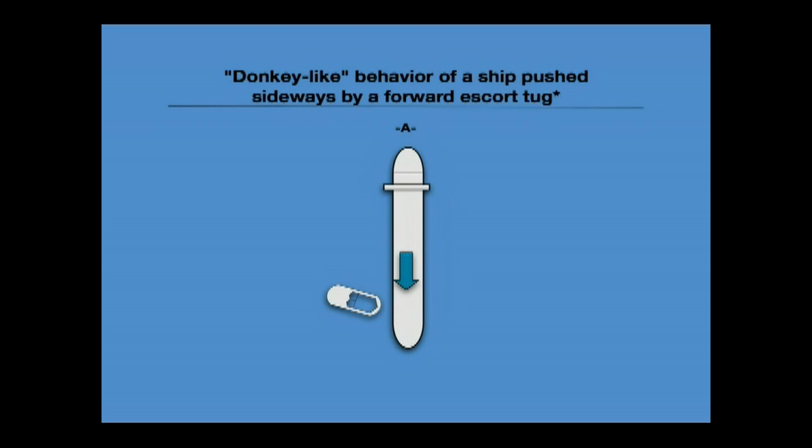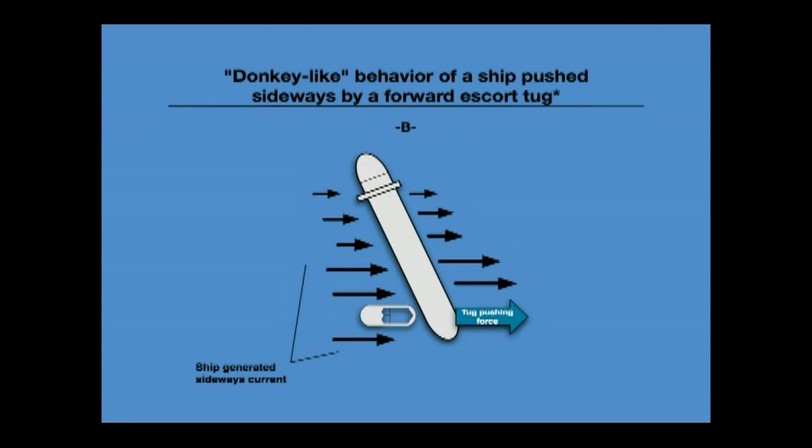Initially, the ship is moving ahead. The forward escort tug will start pushing in order to direct the bow to port. The tug pushing has the following effect on the ship: a sideways motion of the ship to port, a rotation of the ship to port since the force is acting forward of the center of lateral resistance. By this sideways motion, the ship is also displacing a mass of water sideways with her, pushing it on port side, sucking it on starboard side.